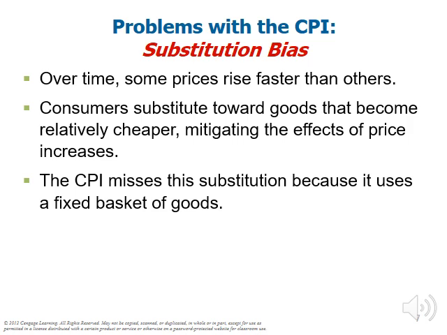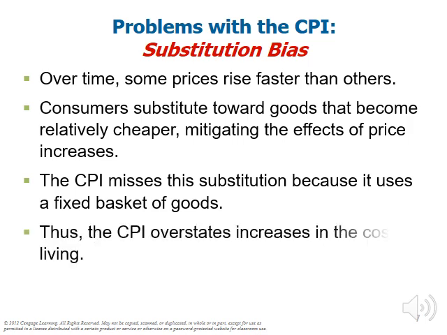The CPI misses this substitution because it uses a fixed basket of goods. For this reason, the CPI will overstate increases in the cost of living. There's going to be an upward bias to the CPI because of our substitution bias.